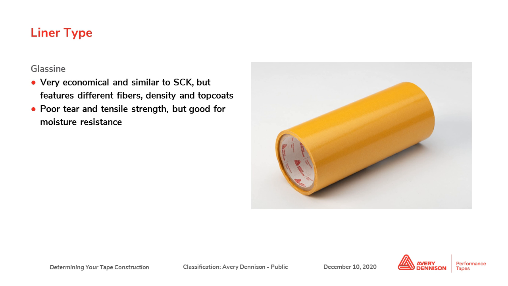And finally, the last liner to discuss here is glassine. This is a very economical liner, and it's actually very similar to SEK in that it's like a paper material, except glassine uses different fibers. It's denser, and it's going to have different top coats. So it's going to have poor tear and tensile strength, but it has much better moisture resistance than the SEK. So you won't get those moisture wrinkles, and you can do things like water jet die cutting with this material easier.